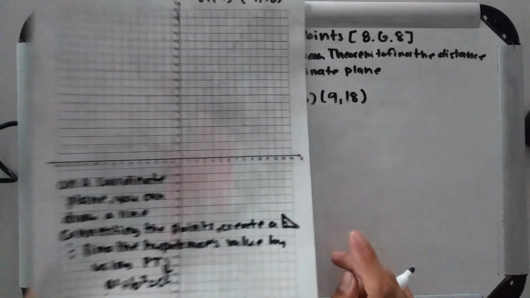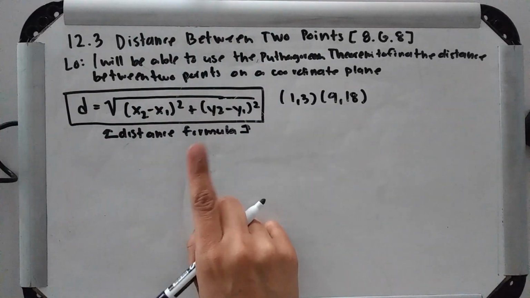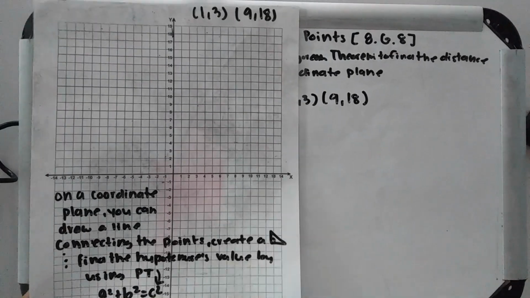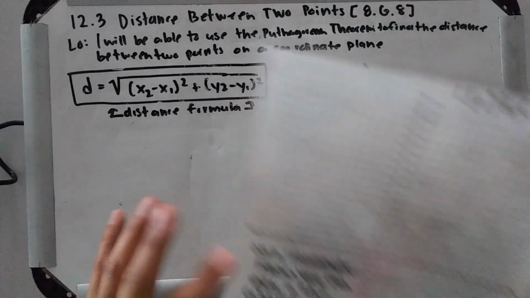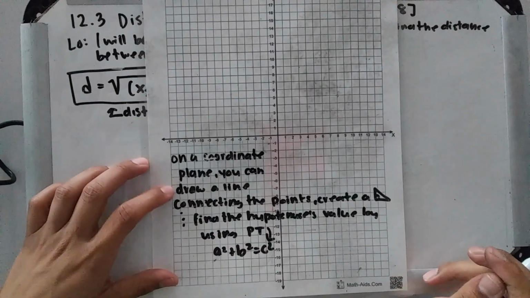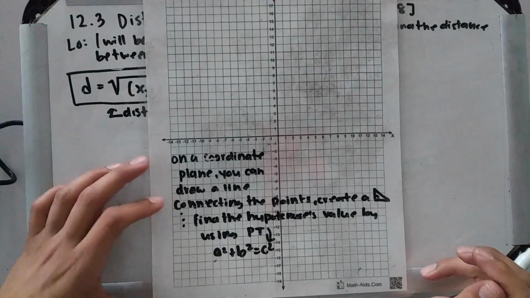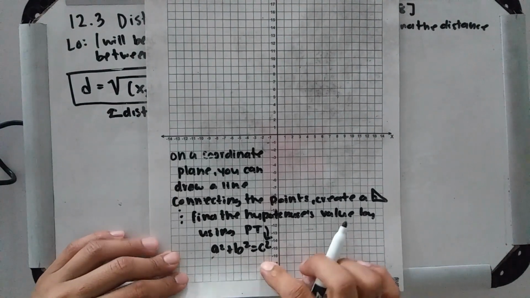I'm gonna do this first, and then I'm gonna go back to the distance formula because this distance formula works because of this. Okay, so the first thing I'm gonna do is I'm gonna graph it. I'm gonna draw in a coordinate plane, the dots, and then connect them, and then create a right triangle to use the Pythagorean theorem to find my C.